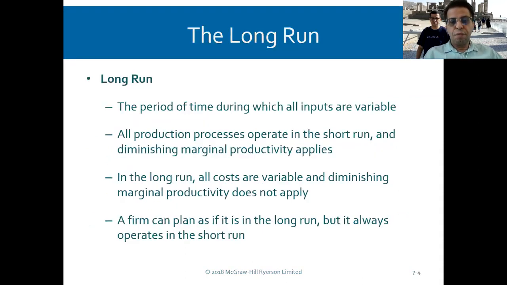Long run is the period of time during which all inputs are variable. All production processes operate in a short run and diminishing marginal productivity applies. In a long run, all costs are variable and diminishing marginal productivity does not apply. A firm can plan as if it is in the long run, but it always operates in the short run.